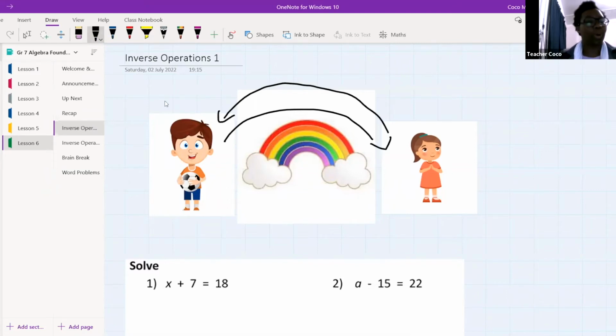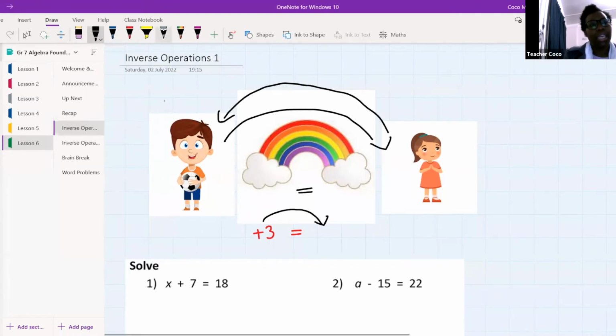Now, the rainbow isn't the point of the maths we're going to be doing today. The point is that our rainbow is going to stand for our equal sign. So wherever we see an equal sign, we're going to think of it as a rainbow. If I have a positive 3 on one side and my rainbow in the middle, when my positive 3 goes over to the other side of the rainbow, it becomes negative 3.